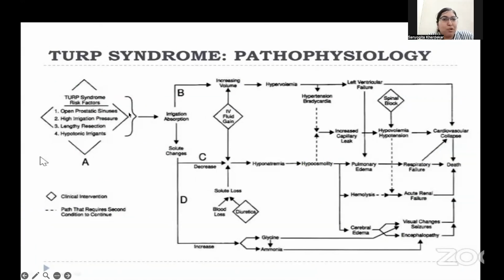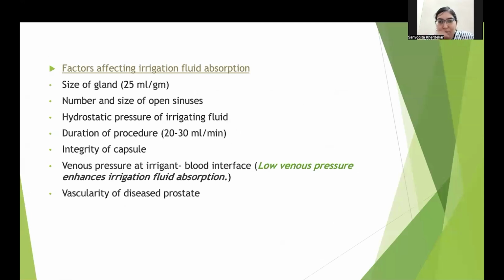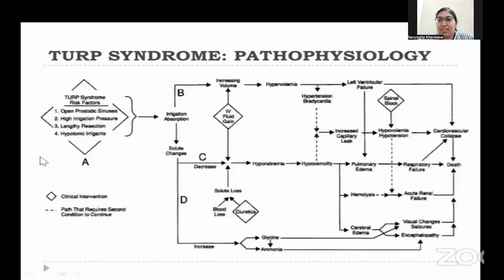The risk factors are open prostatic sinuses, high irrigation pressure, lengthy resection, and hypotonic irrigation. All of these lead to irrigation fluid absorption. This leads to increased volume, hypervolemia, which goes on to hypertension and bradycardia. Since the patient may already be under spinal, it will be exaggerated by these things. The patient can, because of hypervolemia, go into left ventricular failure, causing in severe cases pulmonary edema. This is again exaggerated by the hypoosmolality caused by hyponatremia. Cerebral edema, because of the hypervolemia, can lead to visual changes and encephalopathy. In severe cases, cardiovascular collapse may even lead to death, reported in 1% of cases of TURP syndrome.